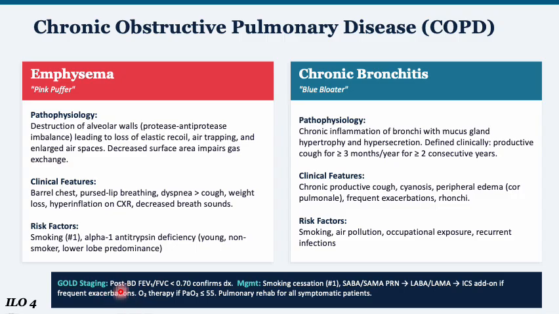Staging can be done by doing your spirometry or your PFTs. If you do a bronchodilator and the FEV1 to FVC ratio is still less than 0.7, that confirms the diagnosis. What that means is it's not reversible. Your management, you want to get them to stop smoking. So smoking cessation is the number one thing.